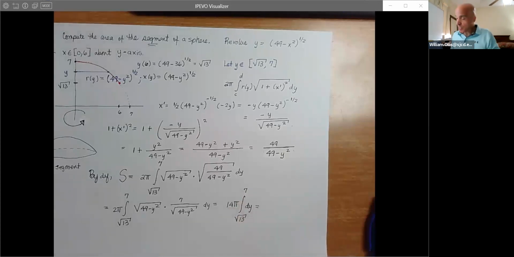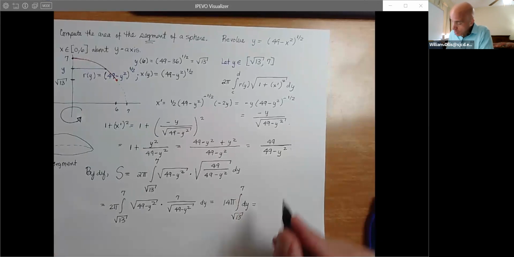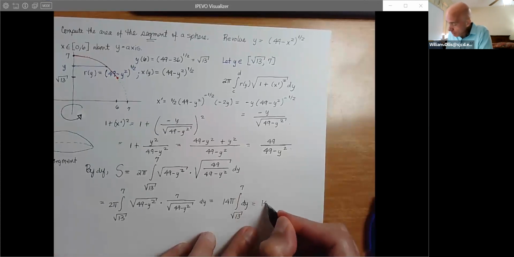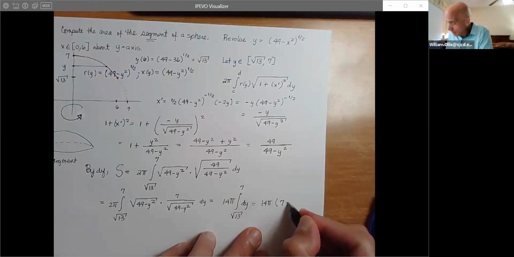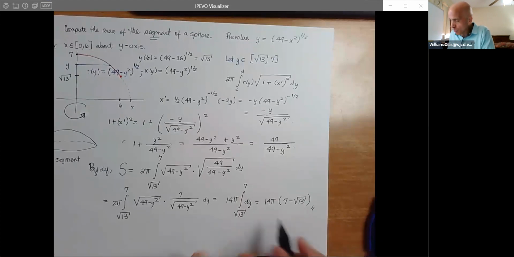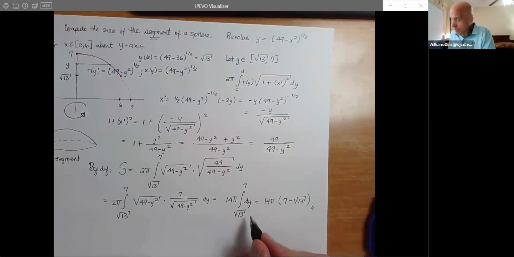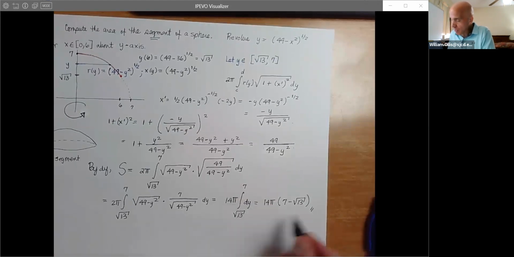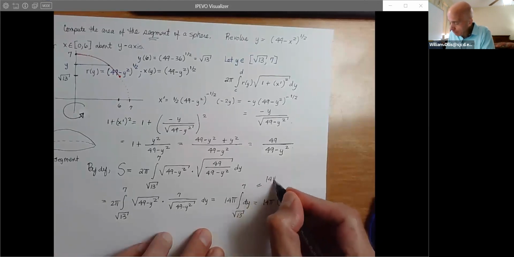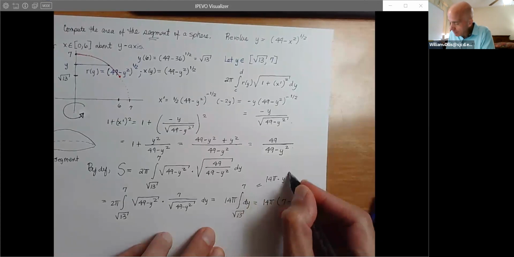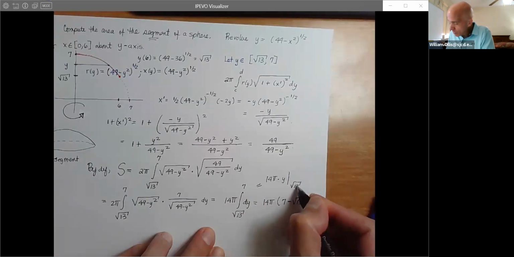And that's the easiest integral in the world, right? So this gives us 14 pi, and that's just a y, so we just get 7 minus square root 13. Because we just have y evaluated from root 13 to 7, so we just have the difference. So this is 14 pi times y from root 13 to 7, which gives us this.